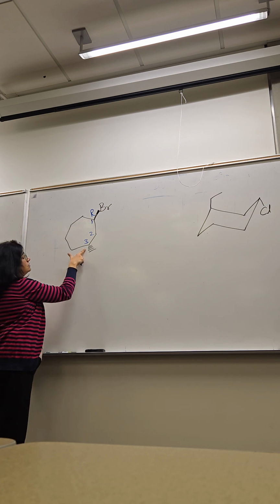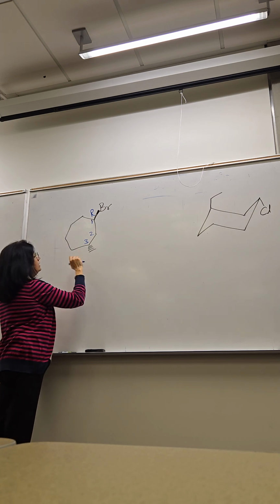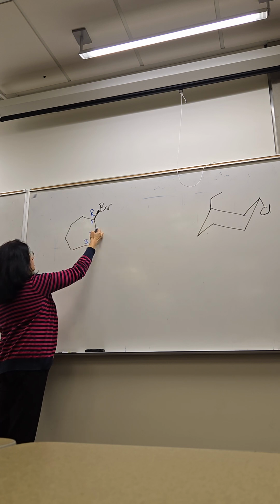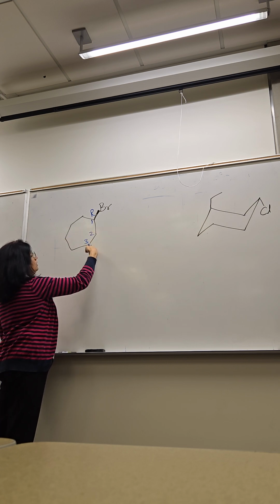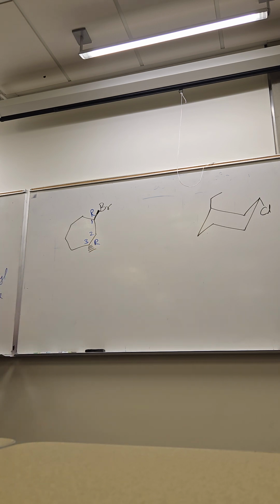Oh, H is pointed towards me, so I should remember to flip. Okay, fine. 1, 2, 3. So that's R as well. Am I right? Did I do that correctly? Is everybody remembering this from last quarter? Cool. So now we're ready to name.